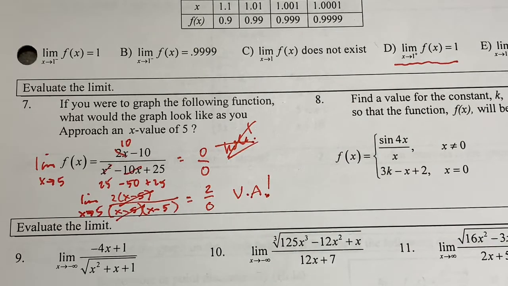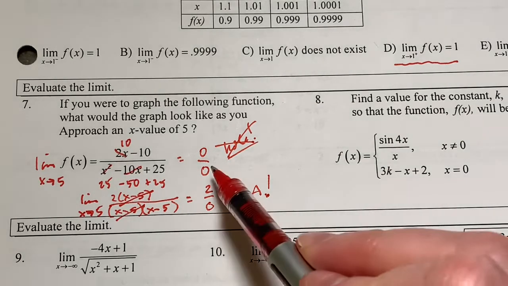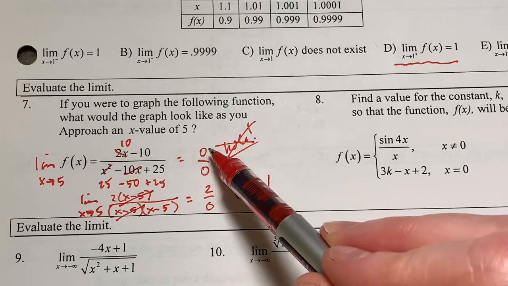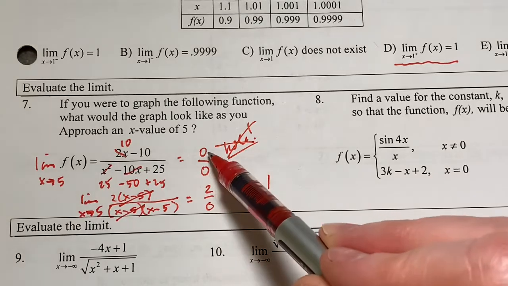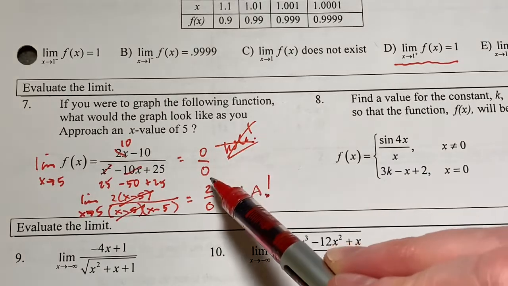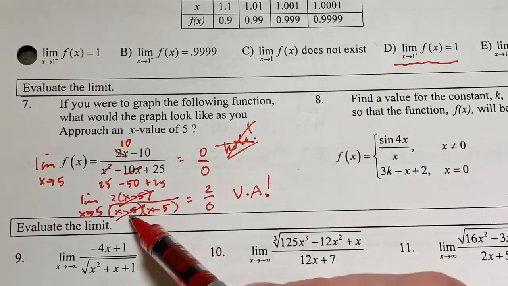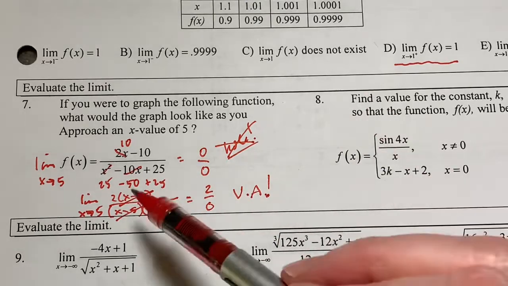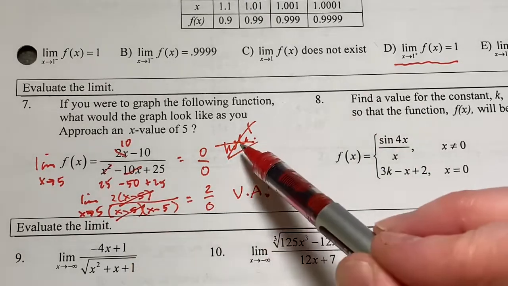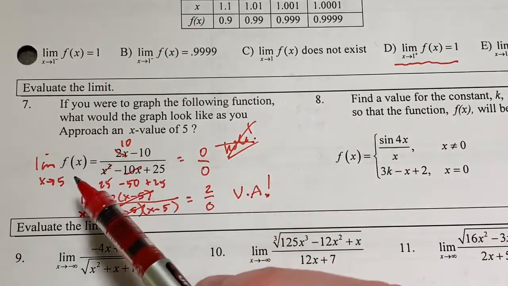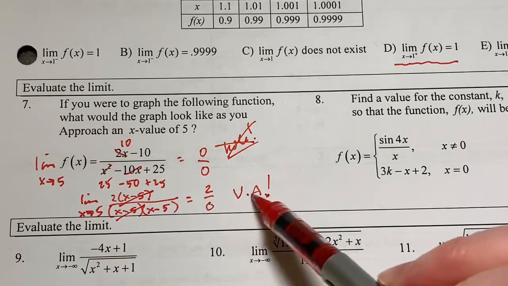So don't jump to conclusions there, and always think. That's why every time I ask that question, I say, when you get 0 over 0 when evaluating a limit, what does it typically mean? Yeah, typically a hole. But make sure you can't cancel out what appeared to be a hole. In this case, there actually isn't a hole at all. The only thing that's happening at x equals 5 is a VA.